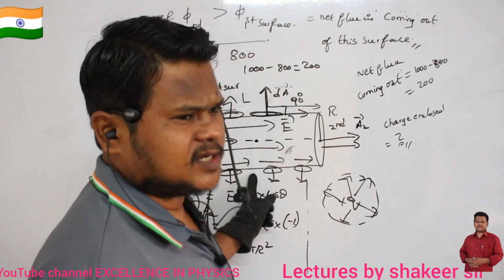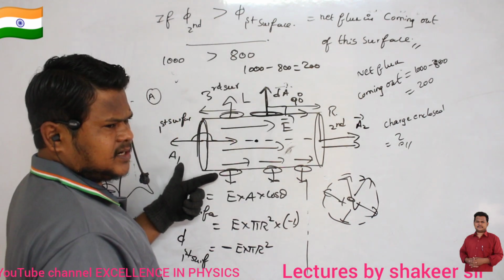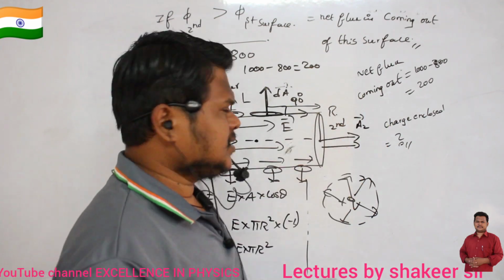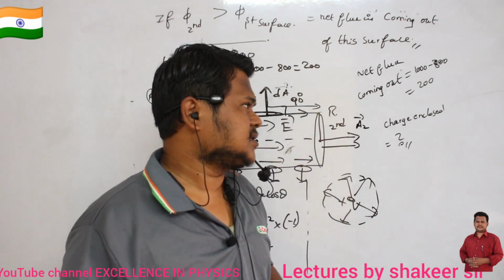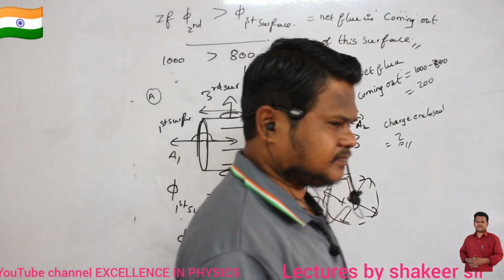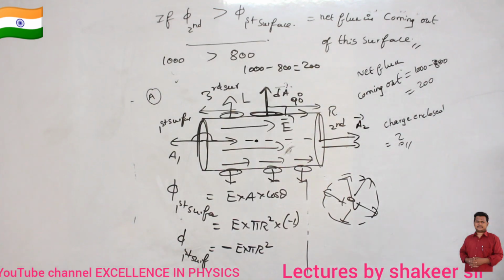So here also the same thing is happening, no? Only 800 lines are entering, 1000 lines are coming out. It means inside this Gaussian surface, definitely there is some net charge. How can I calculate that net charge, the charge enclosed by this Gaussian surface?